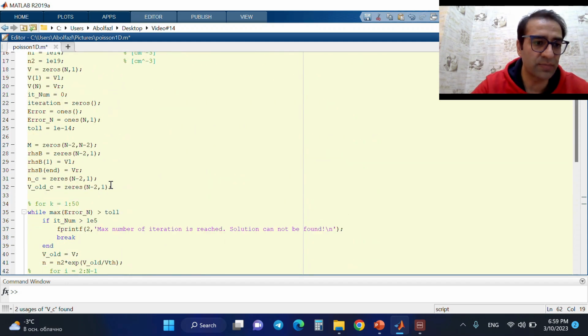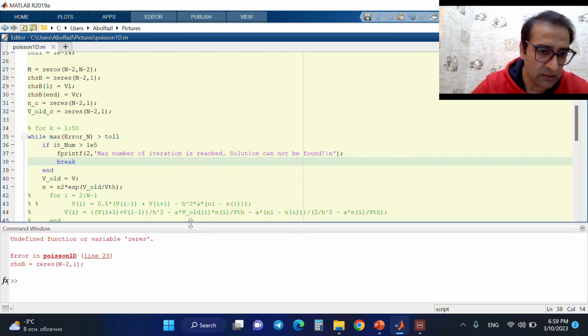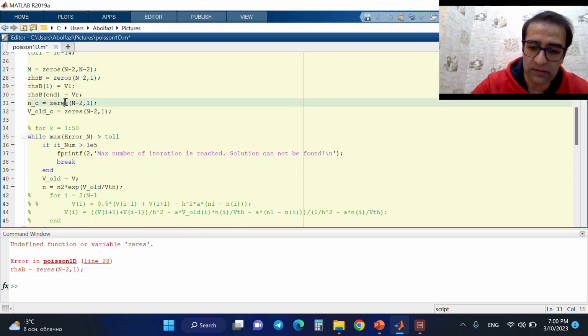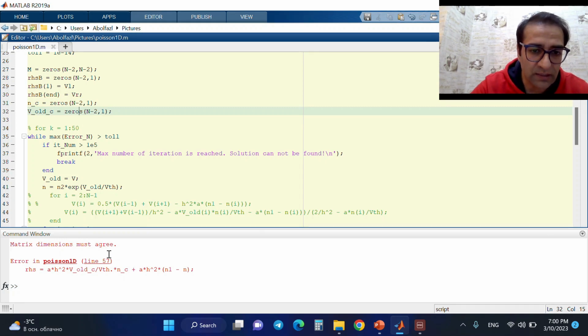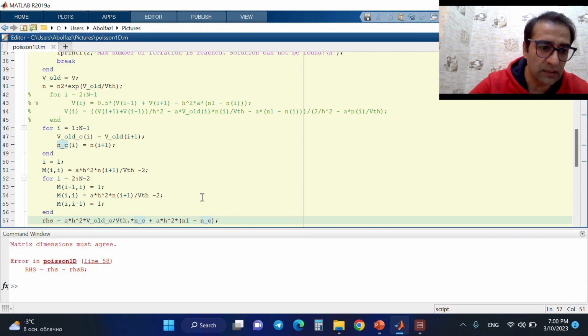Just let's press F5 and see if everything is okay. There's no error. Okay, change folder. There is some error. Let's check. Zeros in line 28. This one should be zeros, and this also should be zeros. This one also should be zeros. F5. Another error, matrix dimension must agree, and this N also should be NC, central matrix for N. F5, matrix dimension must agree.